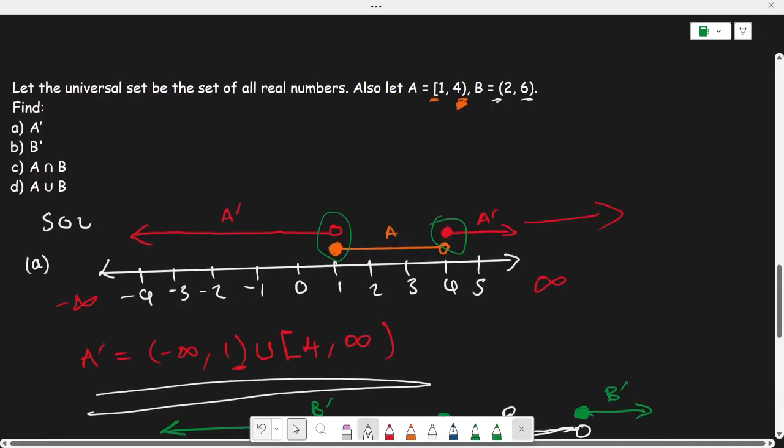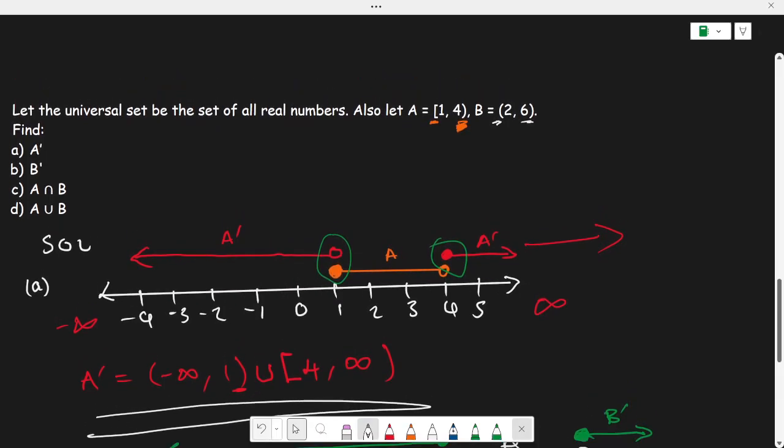And there's another part that is left, A union B. I'm going to leave it up to you guys to try to find A union B, and I hope you can give me the answer in the comment section. Try to see what you find will be the correct answer.